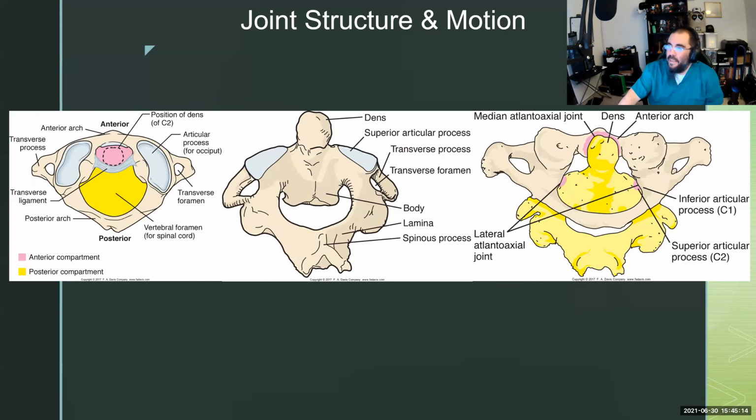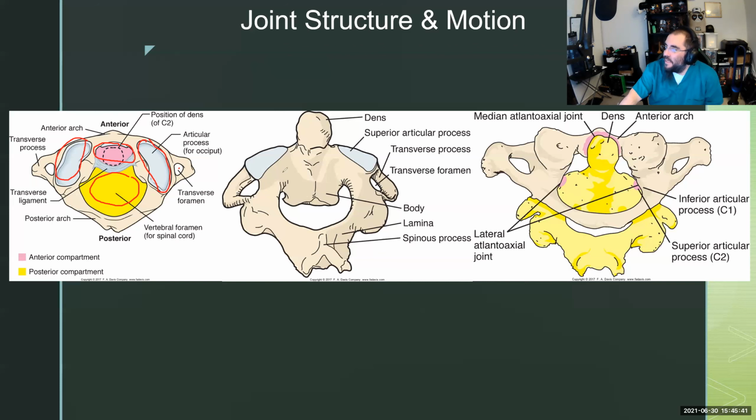So on the atlas up here, we have our articular processes for those condyles of the occiput, right? We have that dens that pops up through that little articular arch here. We have a bunch of ligaments that go along. We'll talk about those later. We have our transverse foramen. We have our posterior and anterior arches, and then we have our spinal canal or the vertebral foramen, right?